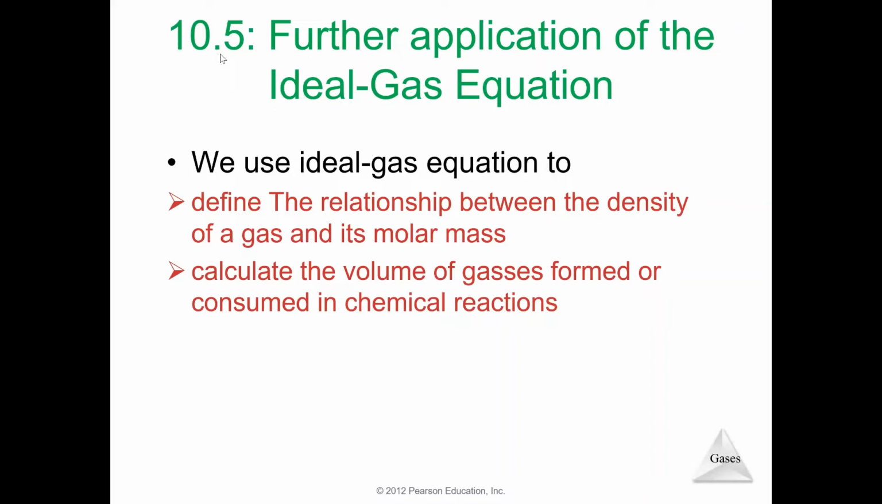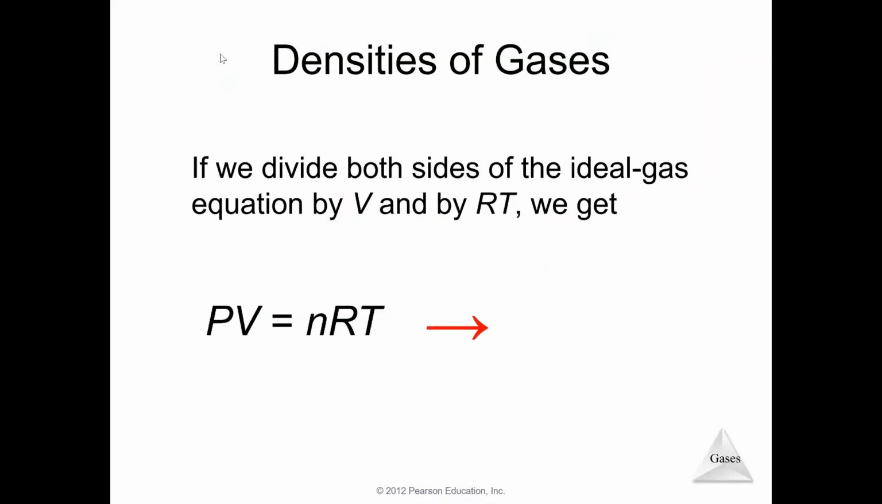Now let's look at the other application of the ideal gas law equation. So one of them is density, right? Then again, we use the ideal gas law in the stoichiometry calculation as well in chemical reactions. So let's look at both of them. First, when we're talking about the densities of gases, the relationship PV equals nRT can be rewritten like this. You just move things around, right?